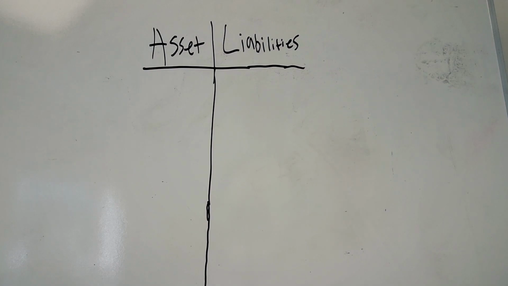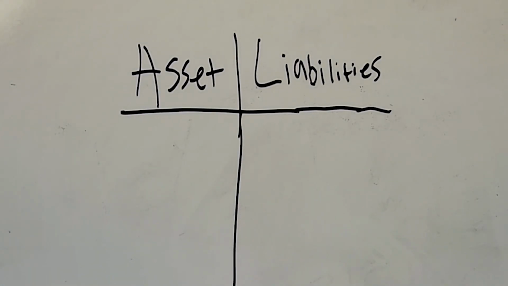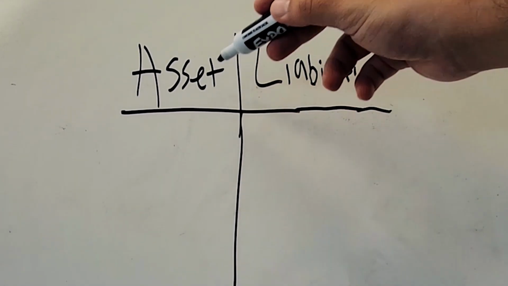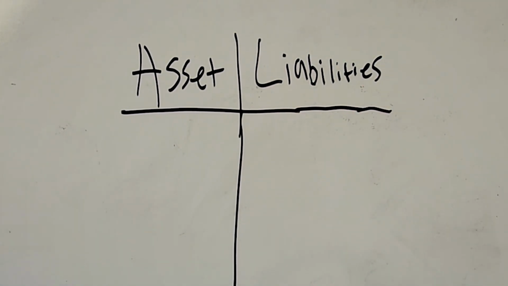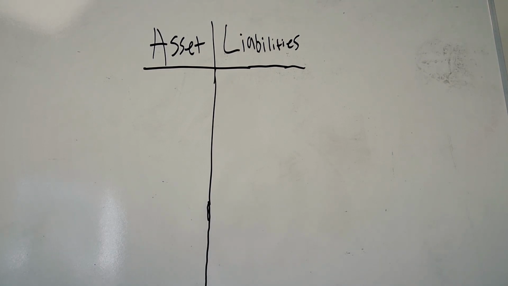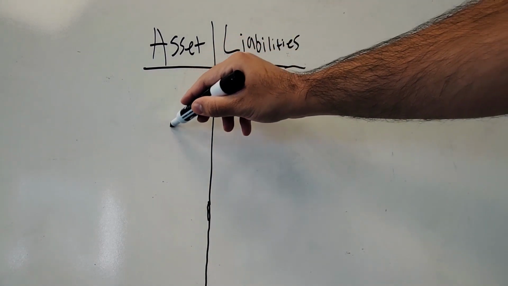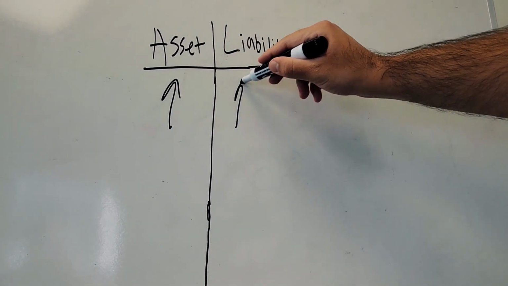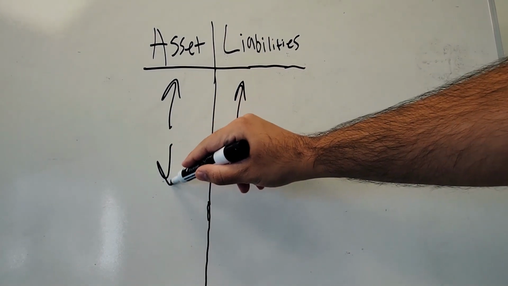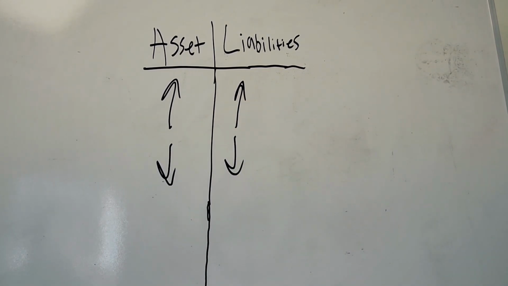So now we'll go more deeper in this LDI strategy. So you have two areas of the portfolio. One is the asset and the other is the liability. Now, for this strategy to work, both asset and liabilities are moving either up or down together depending on the interest rates, yields, and market volatility.